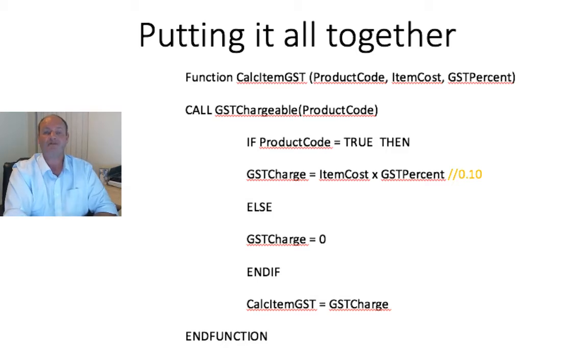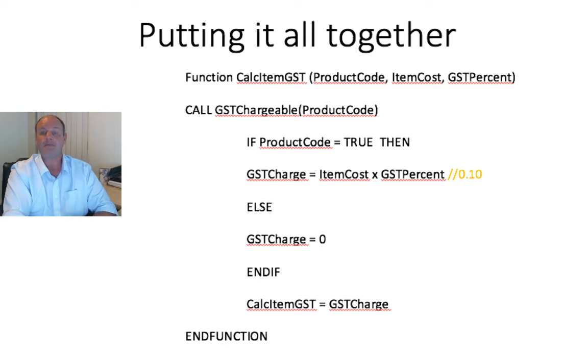We start off with the function name and its parameters. Now, in this function, a submodule is being called. The GST chargeable submodule is returning a value through the product code parameter, which is either true or false. The result, if true, will result in an if statement with the GST charge being calculated. A false result means there is no GST charge.